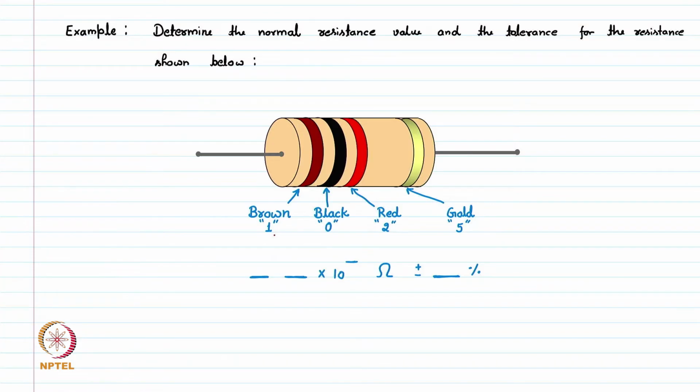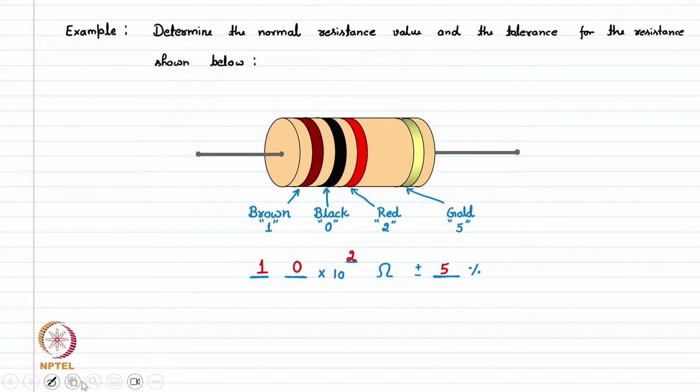from these numbers. For example, the first band is brown, so the first empty space we need to fill is by 1. The second band is black, so it means it comes out 0 here. The third band is red, which is 2, so the parameter is filled by digit 2, and the fourth band is gold, which is 5. So we put this parameter as 5 in the tolerance level.